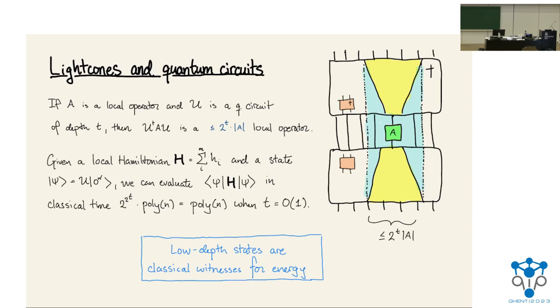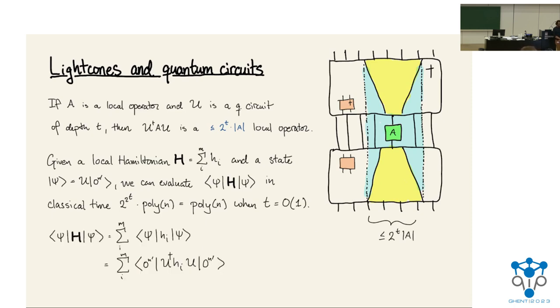So now what I want to show is that if any state can be written as the output of a short circuit, then I can always compute the energy very quickly. And let's see how I do that. Well, I can write out psi H psi as the sum of local terms, right? It's just the sum of each of the local energies by linearity.